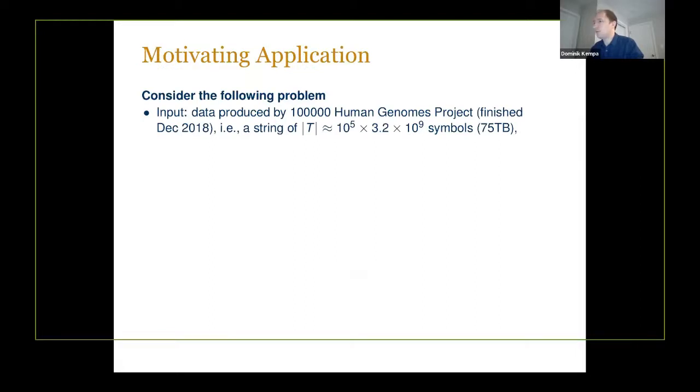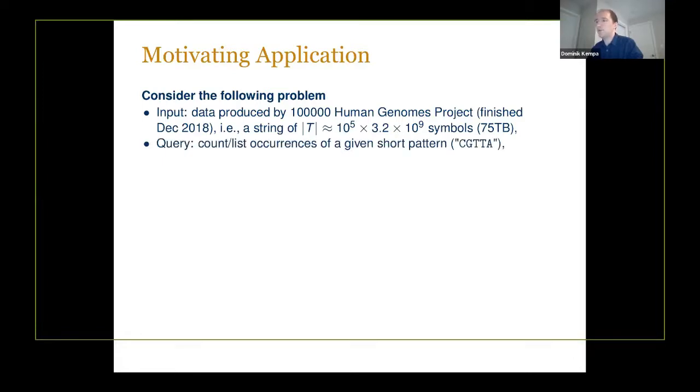As a motivation for this research, consider the following problem. The 100,000 Human Genome Project is a research project that involves obtaining a complete genome of 100,000 people to study genetic diseases. This project has recently been finished, and since a human genome consists of about 3.2 billion symbols, the size of this dataset, assuming each symbol is encoded using 2 bits, is around 75 terabytes.